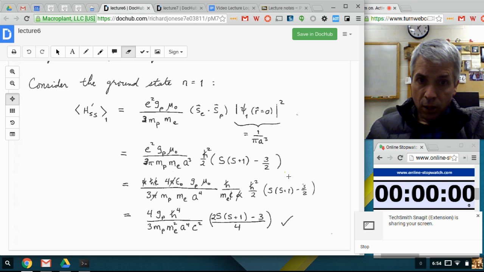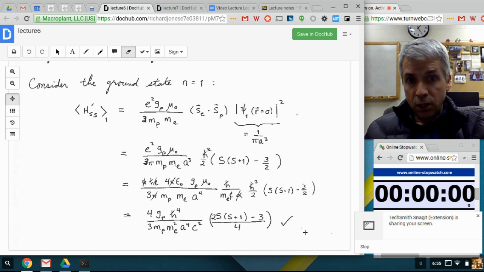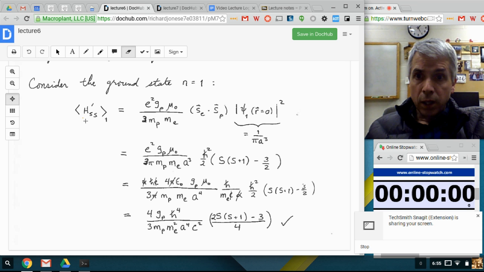This is an example of what you might be asked to do in homework or on a test. Apply the derived formula for the hyperfine structure and apply it in the n equals 1 state to get the shift of the ground state due to hyperfine interactions. And it depends only upon the capital S quantum number, which we all know represents the total spin, can be either 0 or 1.